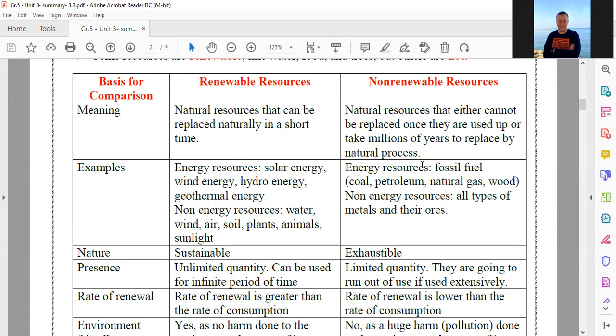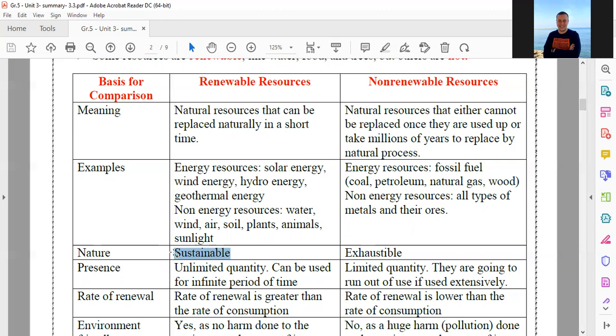What about examples of non-renewable resources? The fossil fuels, as we said: coal, petroleum, natural gas, and wood as well. Non-energy resources: all the types of metals and their ores, their origins. All the metals are non-renewable resources. The renewable resources are sustainable. Sustainable means they are found in unlimited supply. We can rely on them for a long period of time.